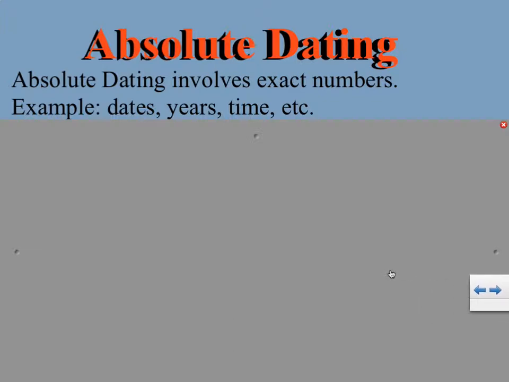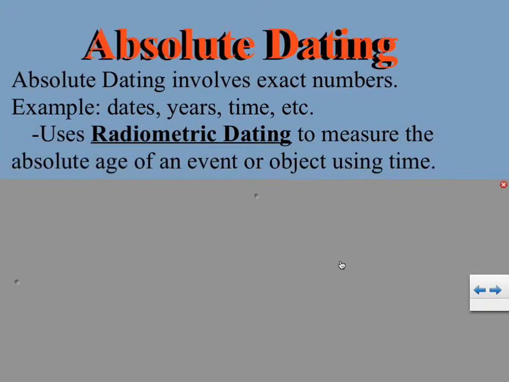So with that being said, what do we use to find absolute age? What are we using, Simon? Radiometric dating. And what is radiometric dating? How do we do radiometric dating? We have to find the index fossil. So absolute dating uses something called radiometric dating by using these things called index fossils. Good.